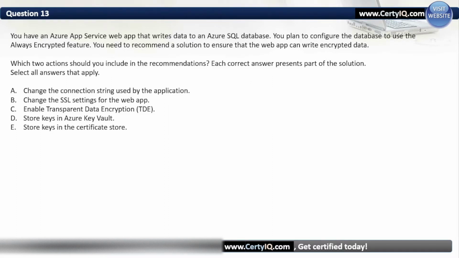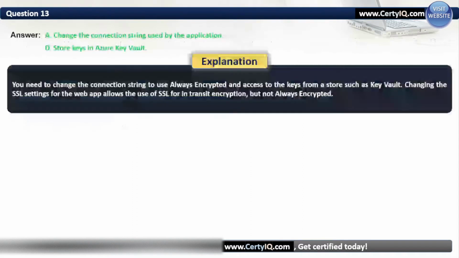The correct options are A and D, that is, change the connection string used by the application and store keys in the Azure Key Vault. You need to change the connection string to use Always Encrypted and access the keys from a store such as Key Vault. Changing the SSL settings for the web app allows the use of SSL for in-transit encryption but not Always Encrypted.